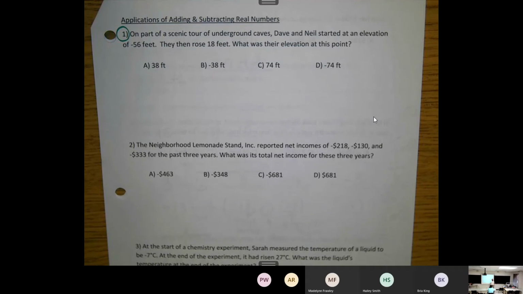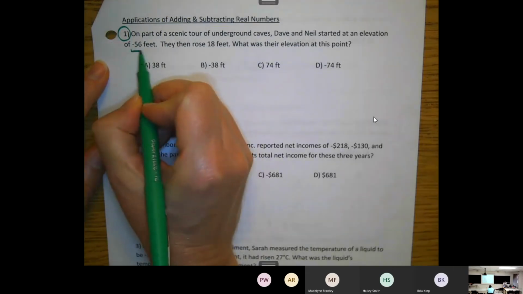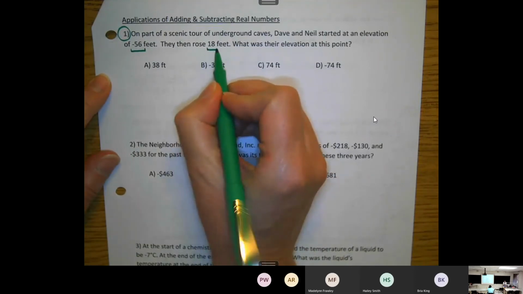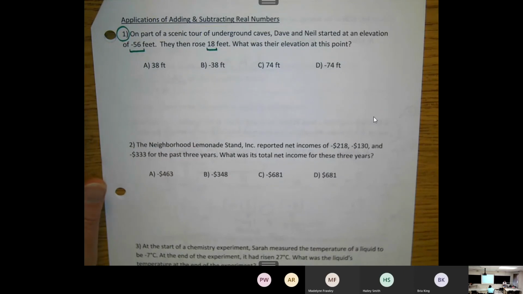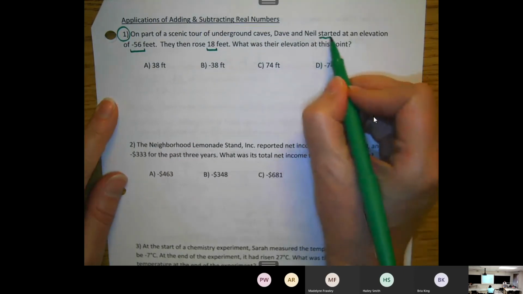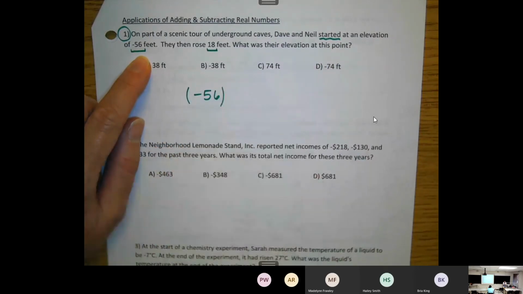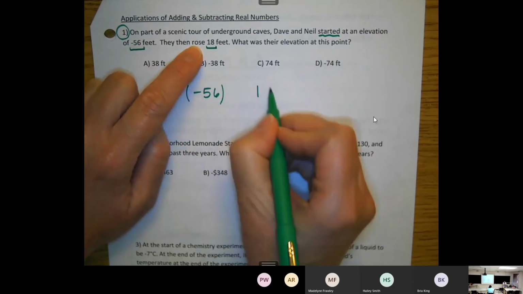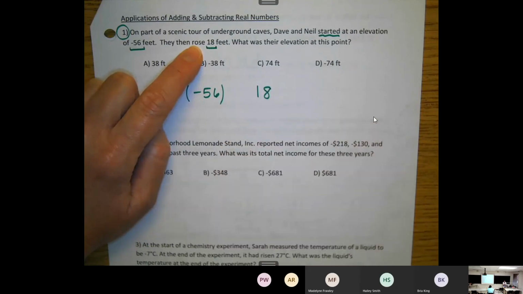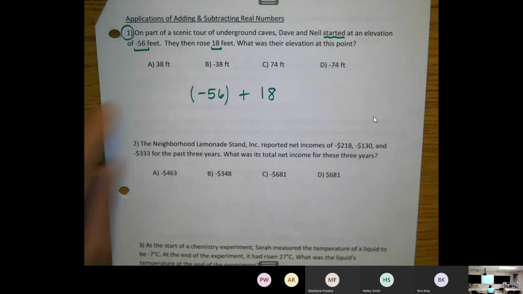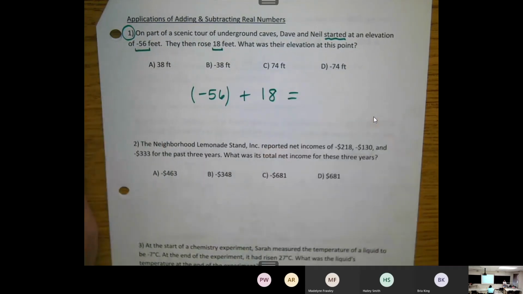We've got some positive and negative numbers to work with, don't we? We have the starting elevation of negative 56 feet, and then it says that they rose 18 feet. So noticing that the starting point is the negative 56 would help us to get started. And then what do you think you might do with that 18 to show that they rose that amount? Add it. Yeah, make it positive, add it. And then that result should let us know where they ended up.